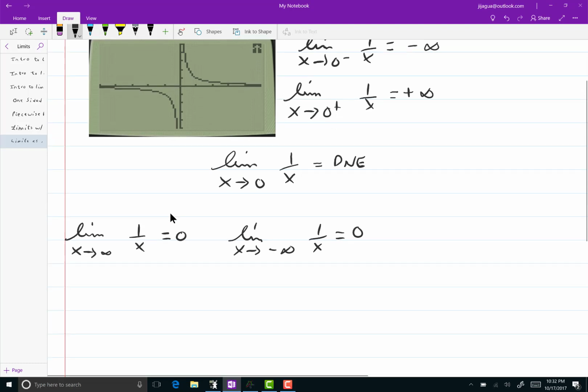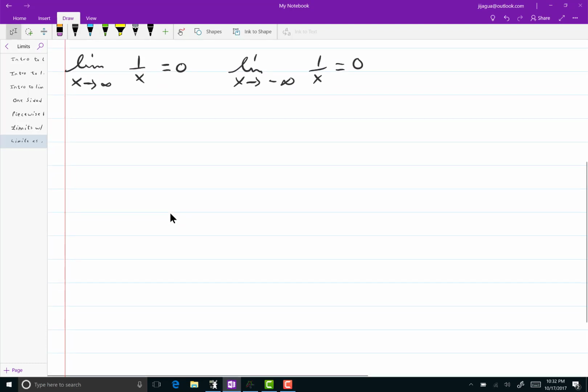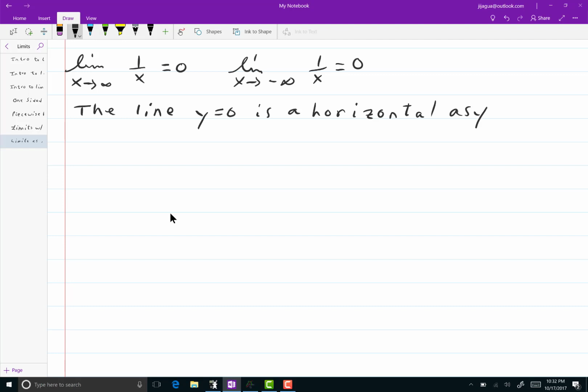In fact, either one of these two limits that I just wrote there is enough to show that there is a horizontal asymptote to the function. In fact, y equals 0 is a horizontal asymptote. And this will happen anytime you have a limit as x goes to infinity approaches any kind of a number. You're going to get a horizontal asymptote. Let's do an example.